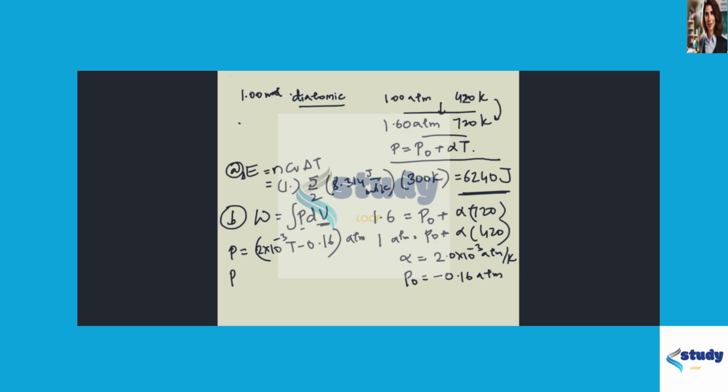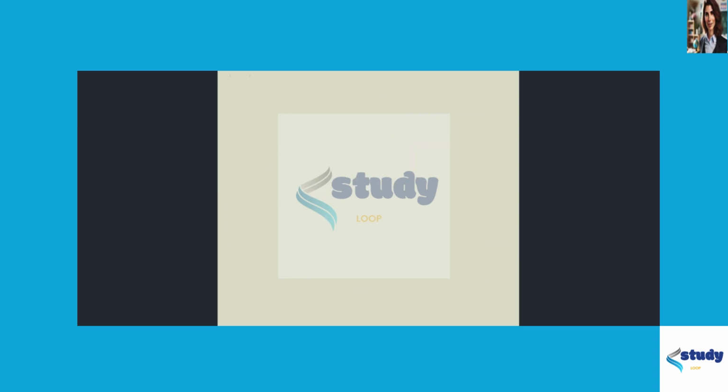Now, we use PV is equal to nRT. V is equal to nRT by P, and we can write temperature in terms of pressure. V is equal to nR by P, and we can write temperature as P minus P naught by alpha. So we can write volume is equal to nR by alpha times 1 minus P naught by P. So from this, dV is equal to nR by alpha times P naught by P square dP. That is it. So work done is equal to integral P dV.